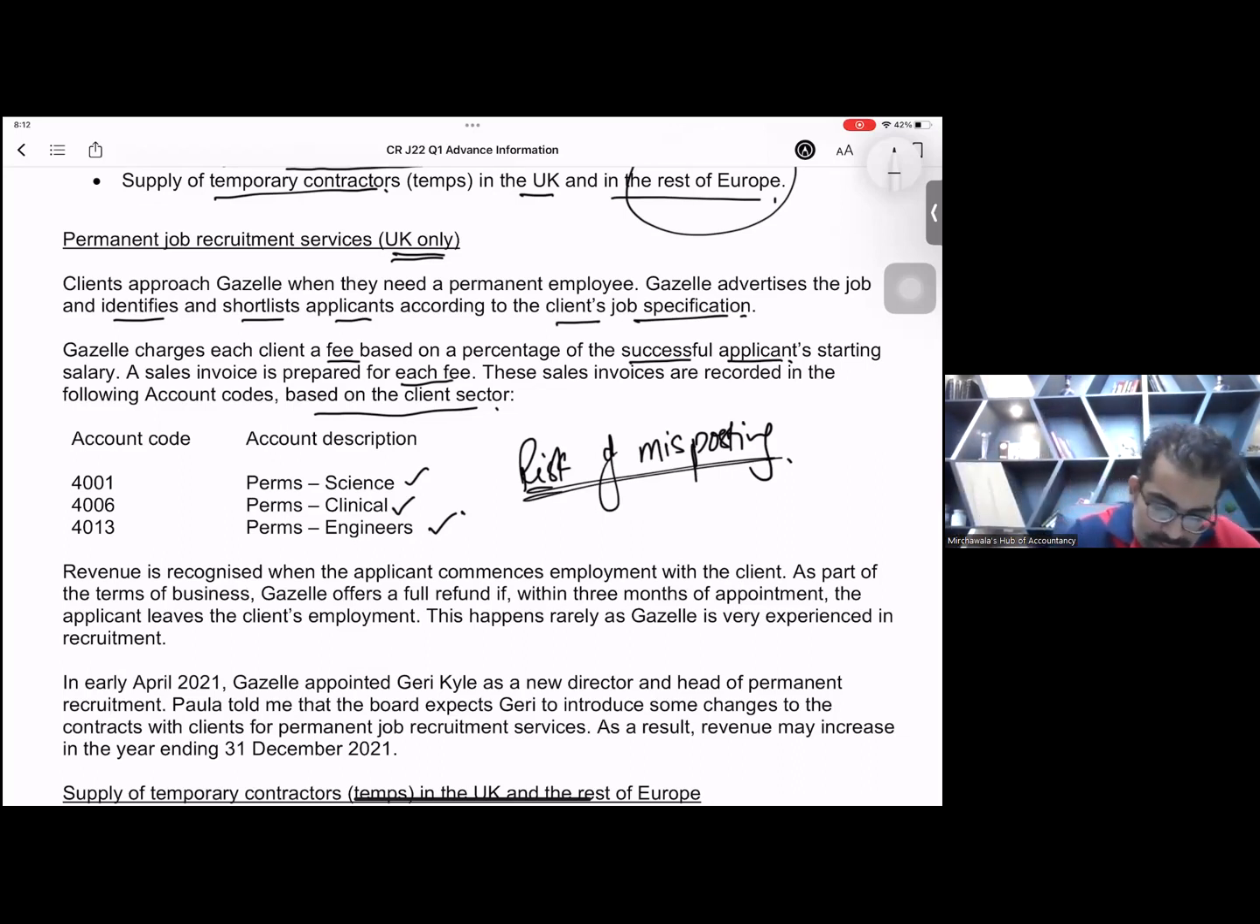Now, revenue is recognized when the applicant commences employment with the client. Now wait, you know the basic rule. There are 5 stages in IFRS 15, and stage 5 is book revenue. Stage 5 is book revenue.